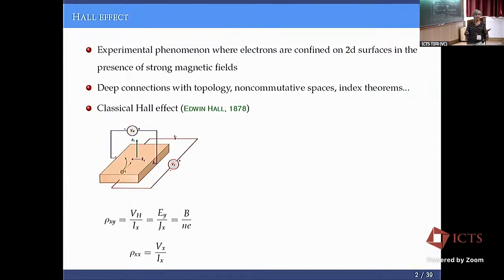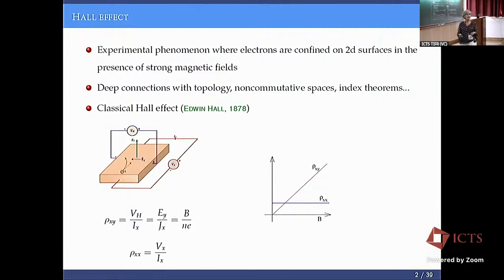So experimentalists measure the Hall resistance, which is essentially this Hall voltage divided by the current. And this is proportional to B because it's B that created this Hall voltage. And then there is the other more common resistance, the longitudinal resistance, which is Vx over Ix. And this does not depend on B. And this is the diagram. So this is the Hall resistance as a function of B and the longitudinal resistance as a function of B.